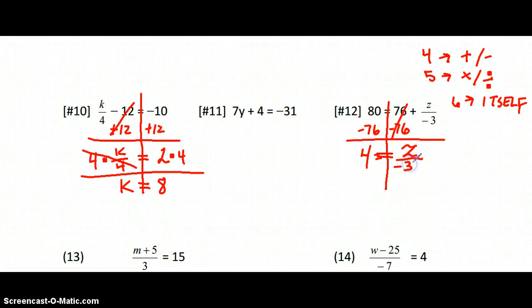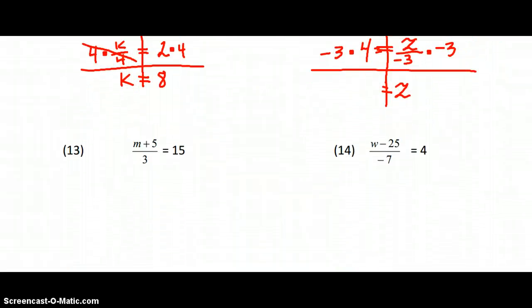Z over negative 3. So again, looking at number 10 and comparing this, I've got a variable being divided by a number. I'm on step 5. Do I have anything attached to the variable through multiplying or dividing? Yes, I do. I have a negative 3. It's being divided, so the opposite of dividing is multiplying. To get rid of negative 3, I multiply by negative 3. What I do to one side, I've got to do to the other. You solve for z. What does z equal?